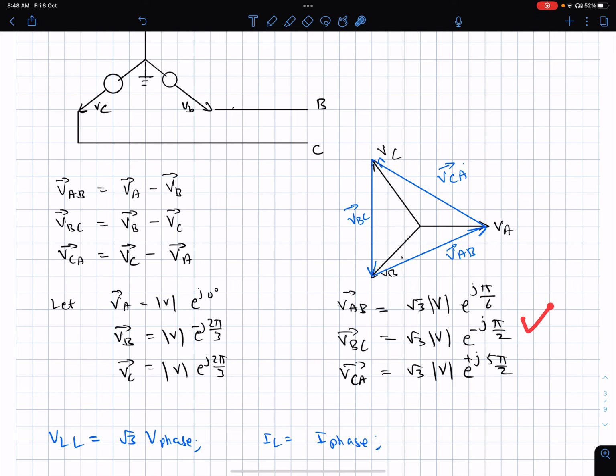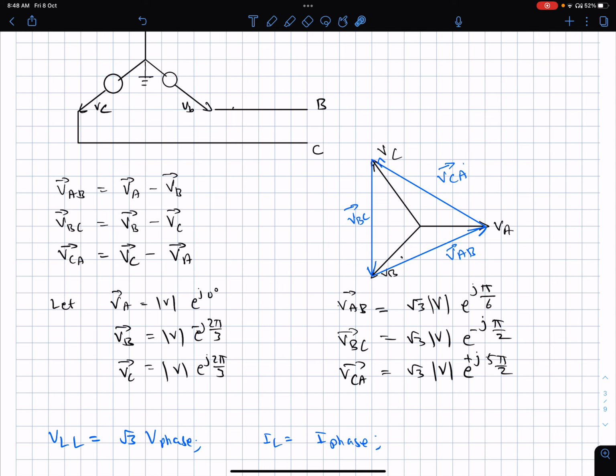I leave it to you to check this simple geometry, and you will essentially see that this phasor VBC has an angle of minus 90 degrees. VAB leads VA by plus 30 degrees, and VCA has an angle of, so this is 30 degrees, so therefore this will be 150 degrees. I am sorry, for VAB this is the 30-degree angle that I was talking of, pi by 6.